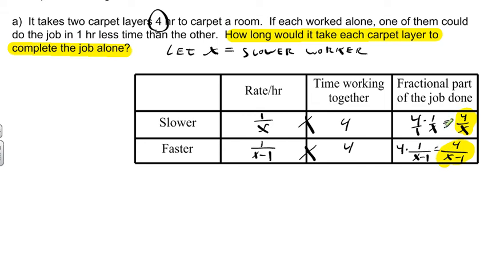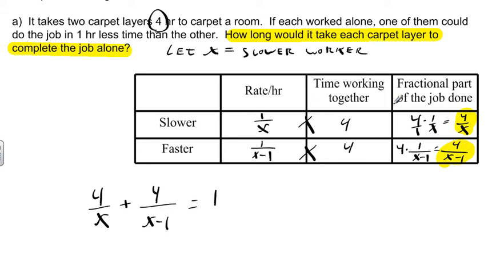So if you put these guys together, if you add the slower guy plus the faster guy, that's all going to equal 1 job, right? They can do 1 job together. So 4 over x. Okay, so I'm taking this row right here, 4 over x, plus the 4 over x minus 1. That's all going to be equal to, how many jobs are they going to do? 1 job. Okay, this will always equal 1 because they did a fraction of a job, they did a fraction of a job, and when you add them together, they're going to do 1 job.